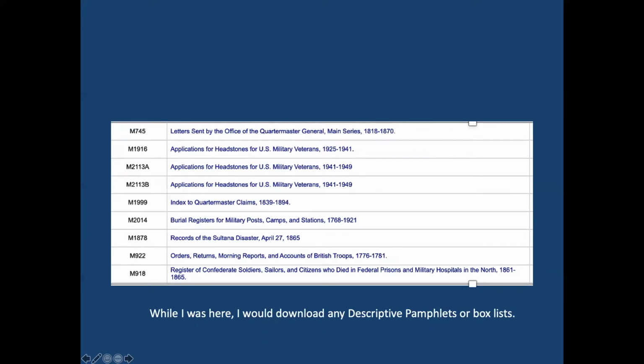And so here we have applications for headstones for military veterans, 2 series, indexed quartermaster claims, burial registers of military post camps and stations, the records of the Sultana disaster, all these kinds of things. Register of Confederate soldiers, sailors, and citizens who died in federal prisons. So these are the things that were originally available on microfilm before there was a subscription database. These are the things most likely to get done by the various subscription databases.